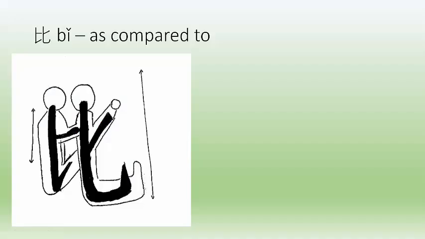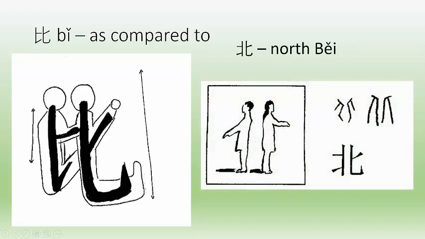Now the first character you have to trace today is bi, as compared to, and it's supposed to be a picture of two people comparing their heights. Bi. Don't confuse this character with bei, which means north, like in Beijing, which is two people sitting back to back, guarding the country from the Huns.